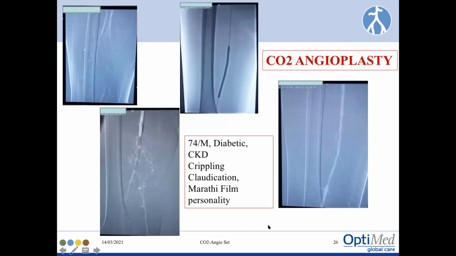This is just to show you that you can very comfortably do an angioplasty. This is a 74-year-old male diabetic with CKD, but not on dialysis. Crippling claudication, a well-known film personality in the local Marathi film industry. And you can see on the left, there is a long SFA lesion, for which we have done what is called a subintimal balloon angioplasty using a subintimal technique using pure carbon dioxide.